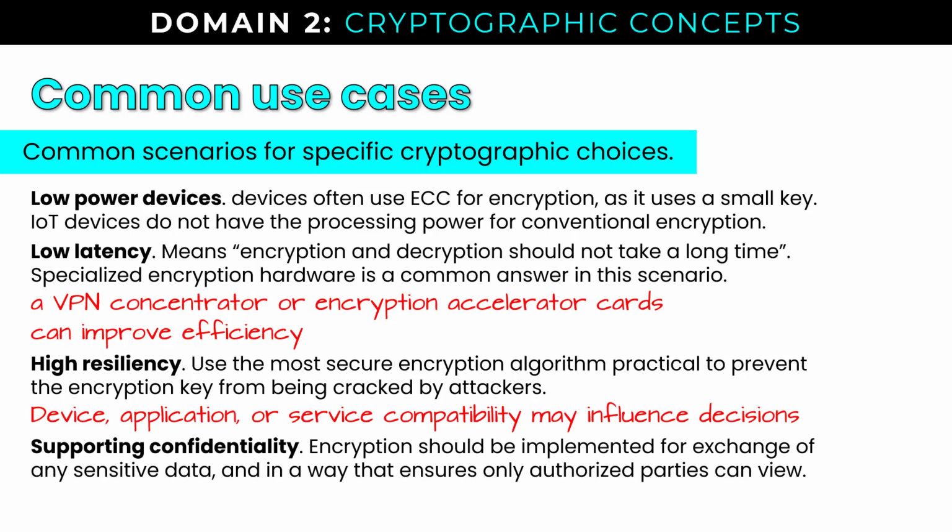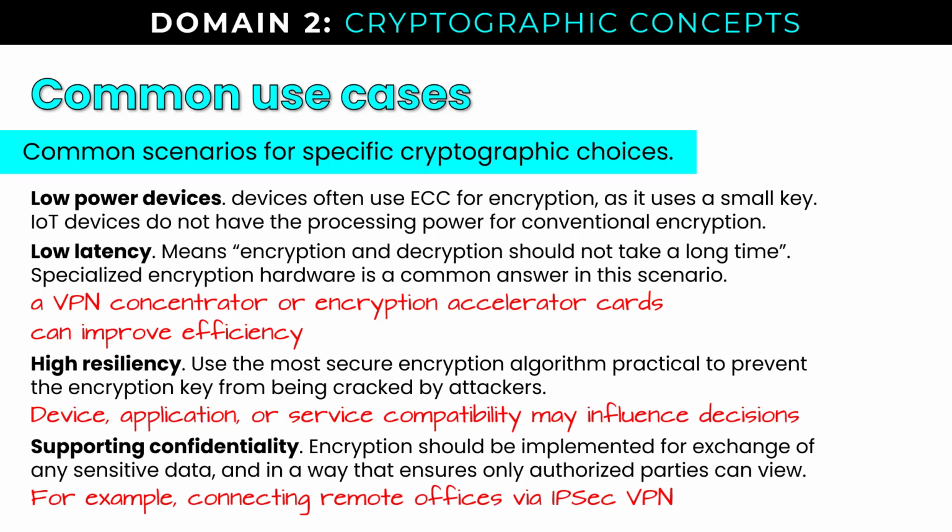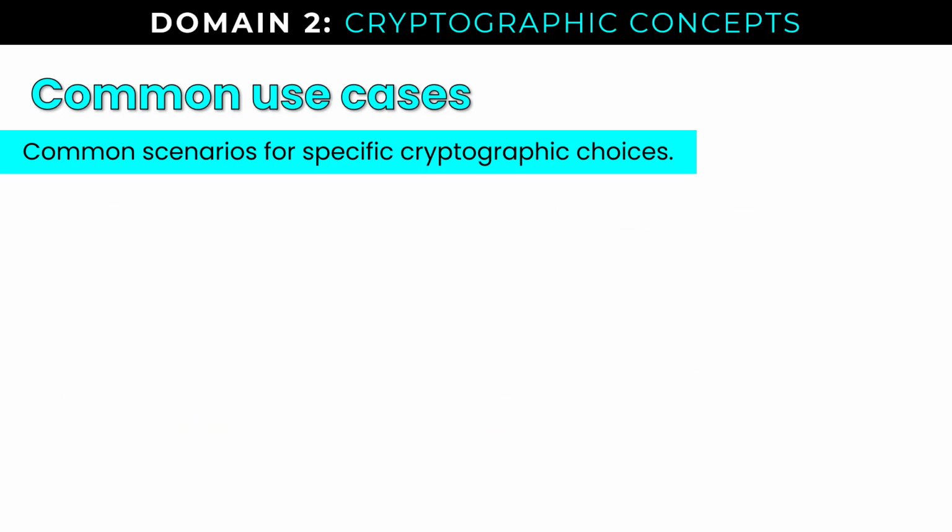Supporting confidentiality. So encryption should be implemented for exchange of any sensitive data and in a way that ensures only authorized parties can view it. So for example, connecting remote offices via IPsec VPN gives us an encrypted tunnel between those two locations, ensuring the protection of that sensitive information.